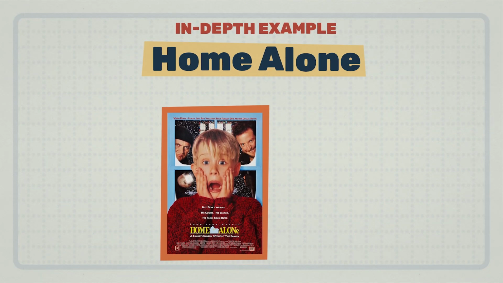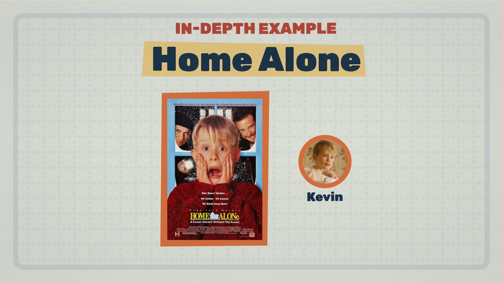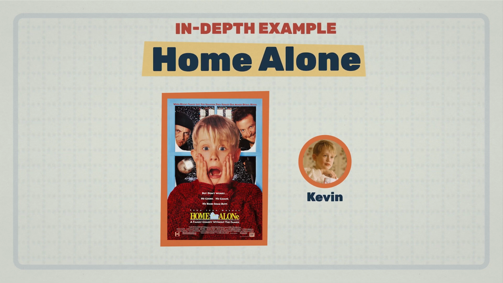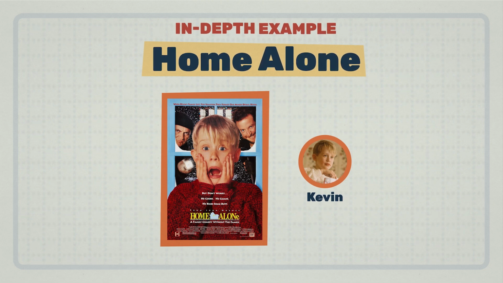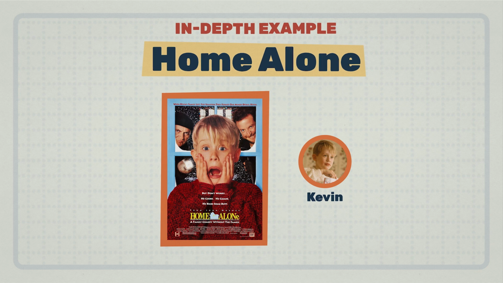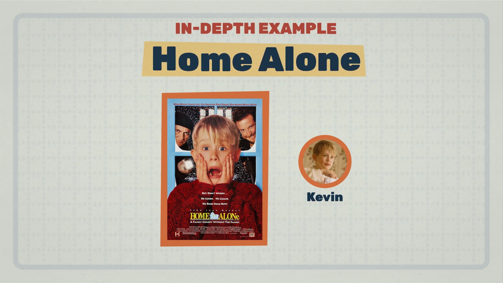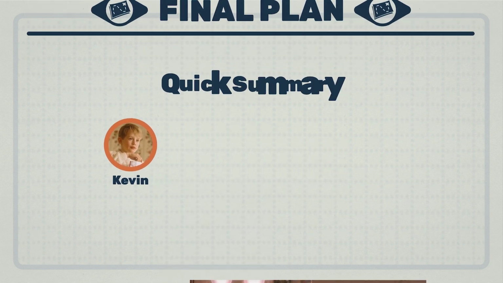Home Alone is a 1990 Christmas classic that follows Kevin, a young boy, as his family forgets to bring him on vacation and he's instead forced to defend his house from burglars. It features one of our favorite final plans, both because of how it accomplishes exactly what it needs to, while also featuring a literal final plan. Let's start with a recap.